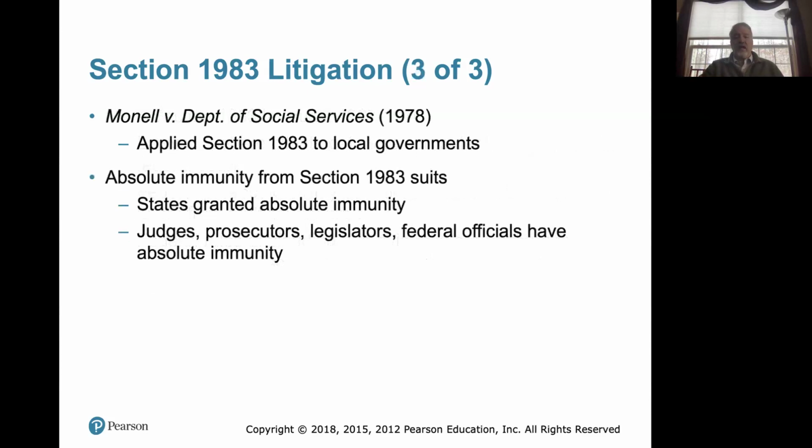As I indicated, in 1978, they applied the 1983 actions to local governments. States, on the other hand, so local governments you can sue, states grant absolute immunity. So like I said, unless the state agrees or consents to being sued, then you can't sue states directly. And then judges, prosecutors, legislators, federal officials have absolute immunity also.